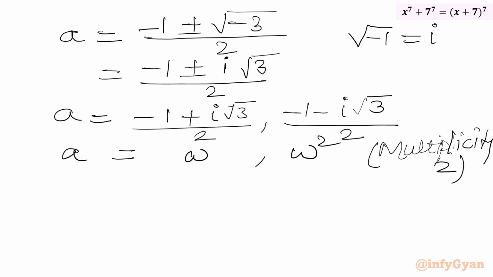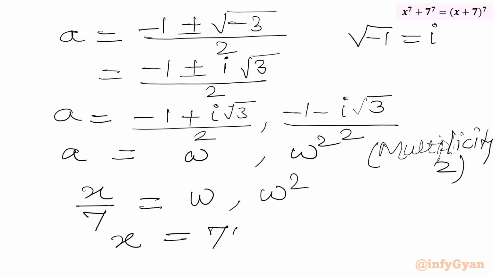Now a was our substitution, x over 7. So I will write x over 7 equal to omega, omega square. So x will be equal to 7 omega and 7 omega square with multiplicity 2. So in total we have 6 solutions.